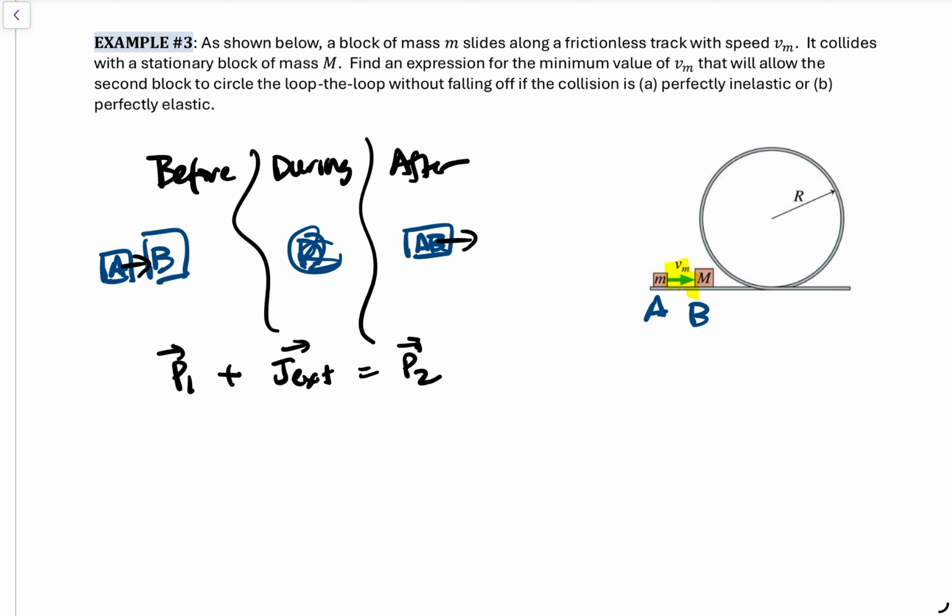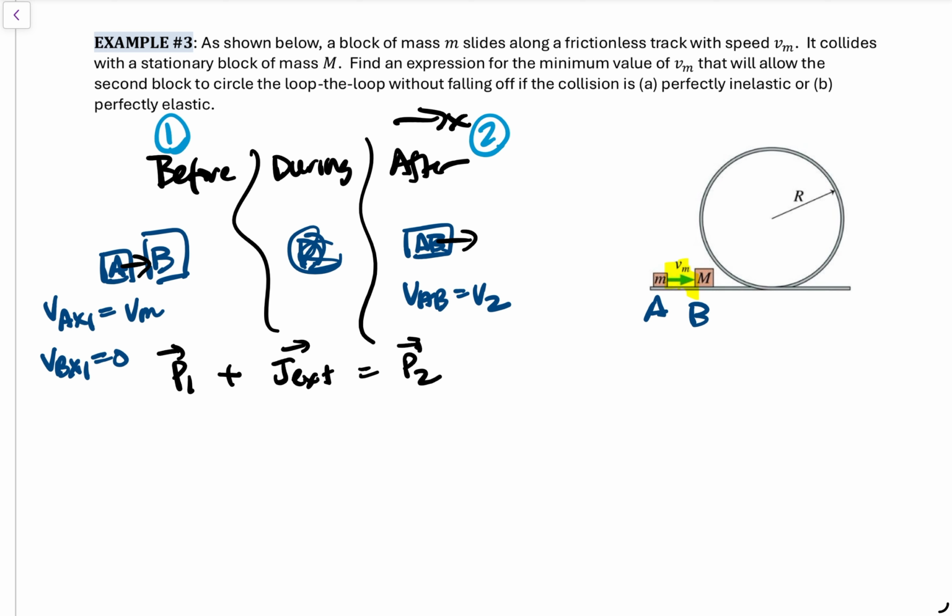Okay, so in my diagram, here's my x direction. I'm going to go ahead and label. VA x1 is V sub m. This is the thing that we're looking for. VB x1 is 0, so it's not moving. And then after, this V AB, I'm just going to call this V2, right? I'll go ahead and label these positions. I'm going to call this 1, and I'm going to call this 2.